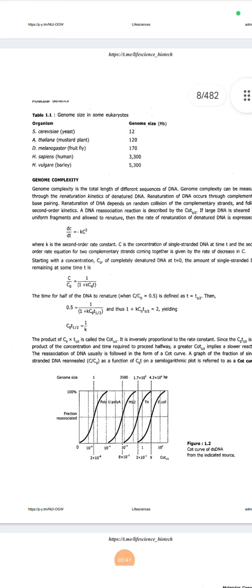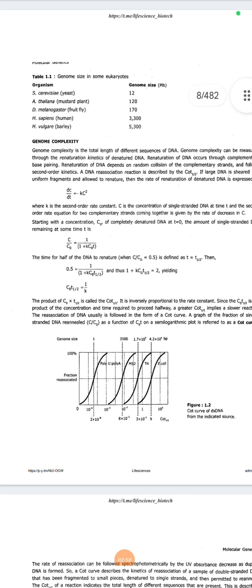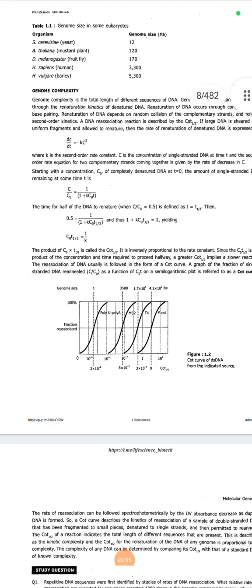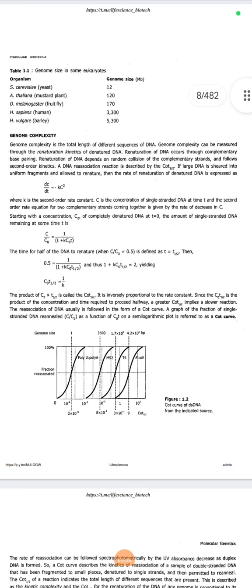In yeast the genome size is 12 megabase pairs. In Arabidopsis thaliana the genome size is 120 megabase pairs. In Drosophila melanogaster it is 170 megabase pairs. In Homo sapiens it is 3300 megabase pairs. In Hordeum vulgare, barley, it is 5300 megabase pairs.